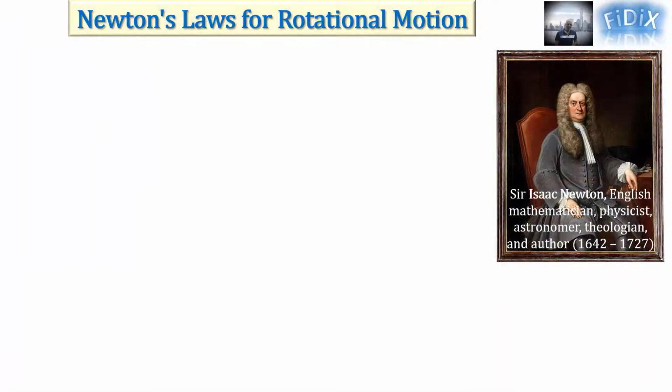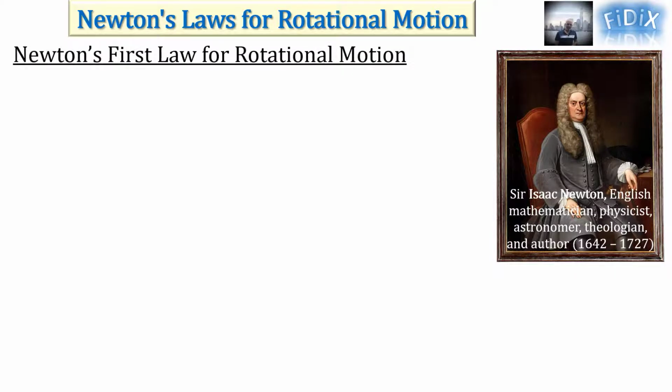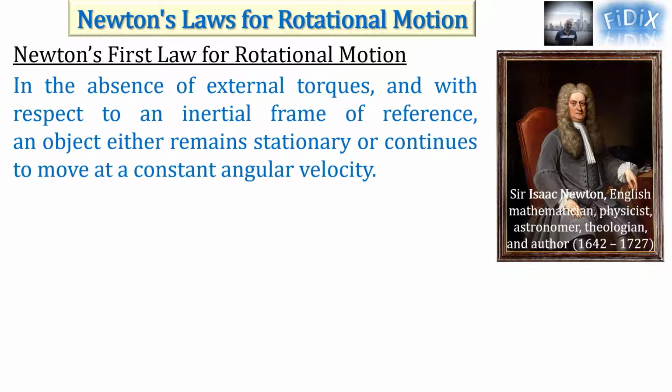In this video, we will talk about Newton's laws for rotational motion. Let's start with Newton's first law for rotational motion, which states that in the absence of external torques and with respect to an inertial frame of reference, an object either remains stationary or continues to move at a constant angular velocity. This law can mathematically be expressed as follows.